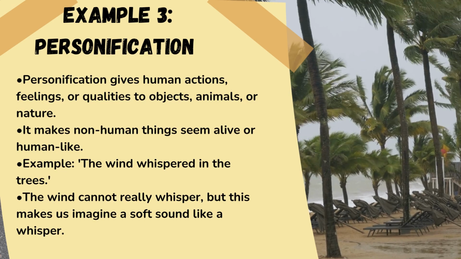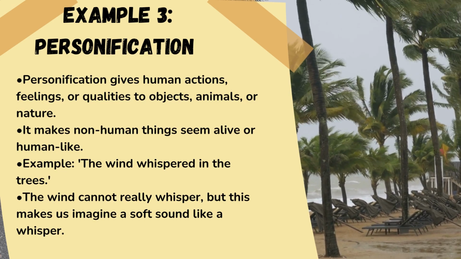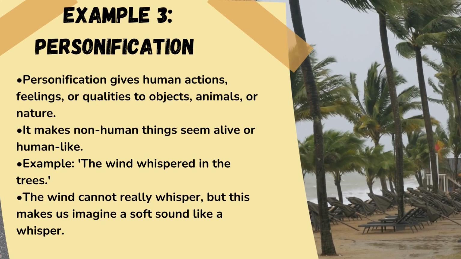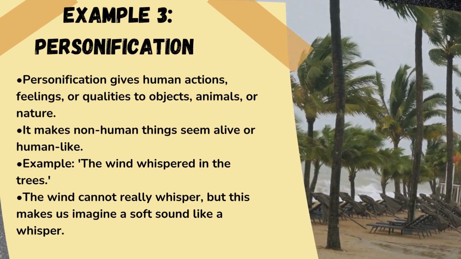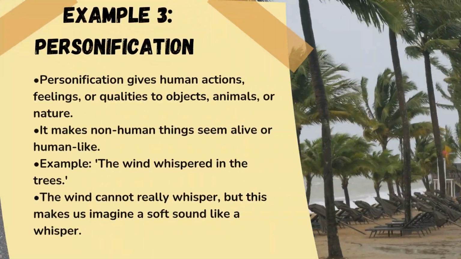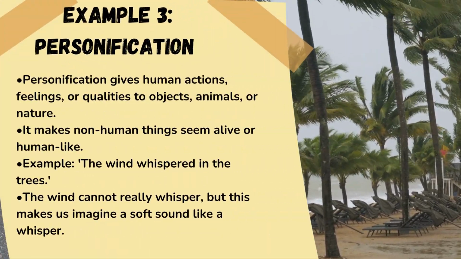A third type is personification. This is when we give human actions, feelings, or qualities to objects, animals, or nature. For example, the wind whispered in the trees. The wind cannot really whisper, but this description helps us imagine a soft, gentle sound. Personification makes the world around us feel alive.